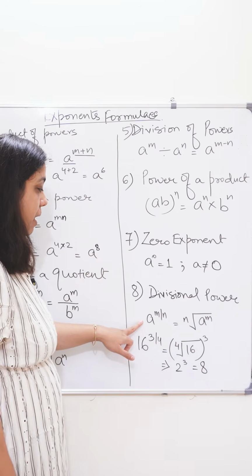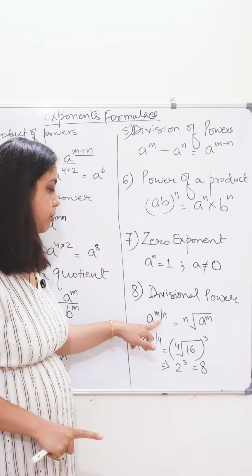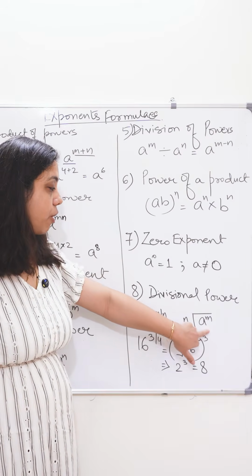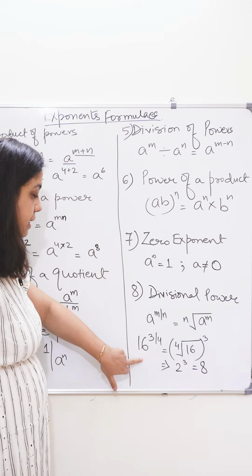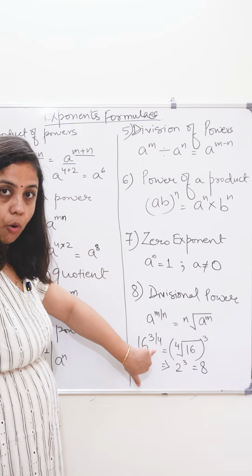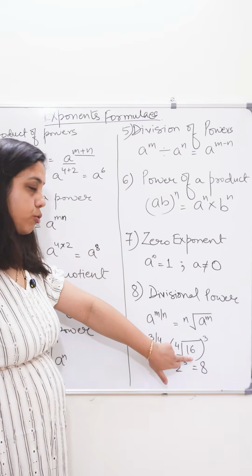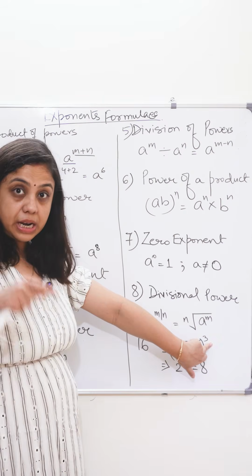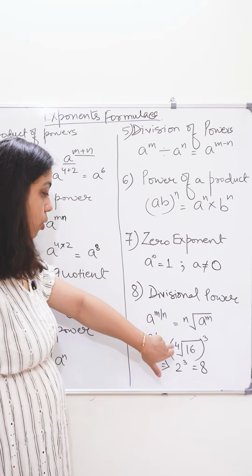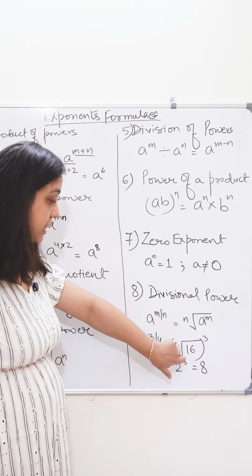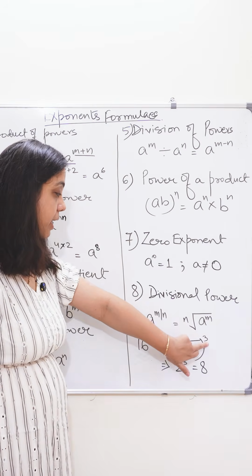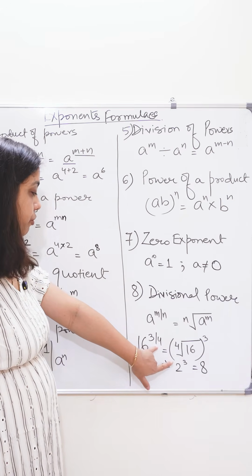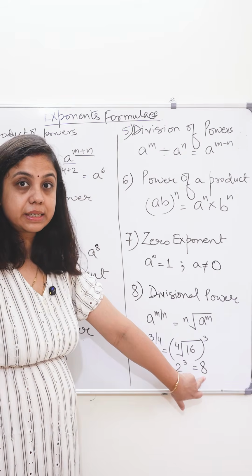Fractional power. Fractional power is a base of a single number raised to the power of a fraction, which is m by n, becomes nth root of a to the power m. Example, 16 raised to the power of 3 by 4 becomes the fourth root of 16 raised to the power of 3. The numerator goes to the raised power. The denominator goes to the number of the roots, which means 16 becomes 2 and 3 becomes the power, which means the number is 8. So 16 to the power 3 by 4 becomes 8, right?